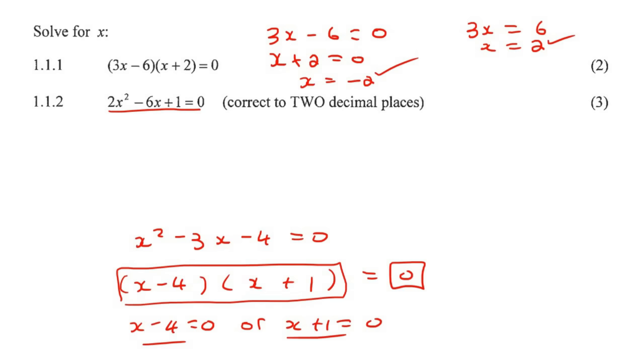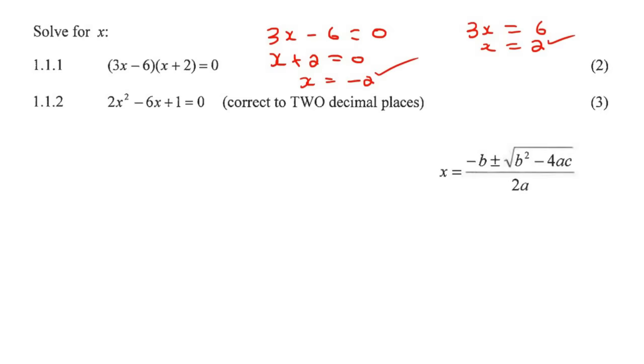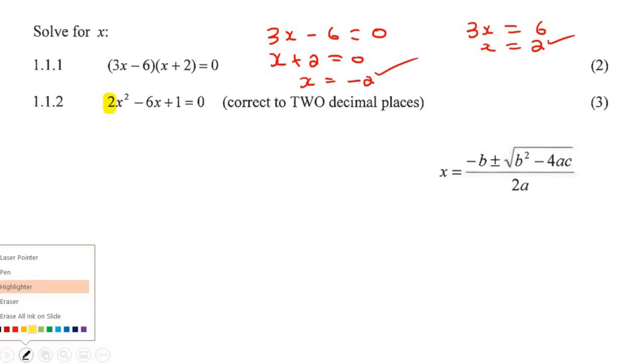With this one over here, don't waste your time trying to factorize. Why? They said correct to two decimal places. The fact that we're going to get decimal places tells us that it's a quadratic formula kind of question. So here we have the quadratic formula. Remember, the a value is always the one in front of the x squared, so a would be 2. The b value is always the number in front of the x, so b would be negative 6. And then the rest of it would be c.